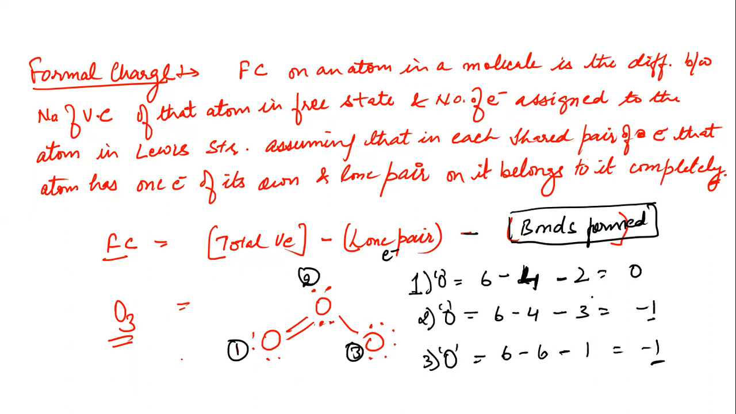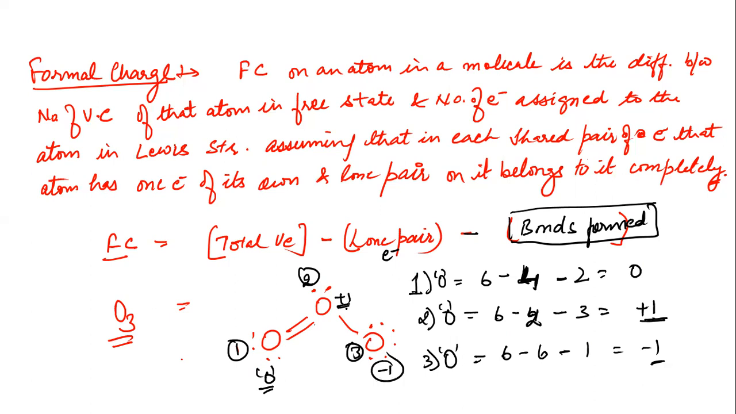One second. This was the central one: 1, 2, 3, 4, 5, 6, 7, 8, 9, 10, it has. We made a mistake here. The central one should not have this; the lone pair should be 2. So this will be plus 1 then. All of these oxygens will have different formal charges: 0, plus 1, minus 1. Clear?